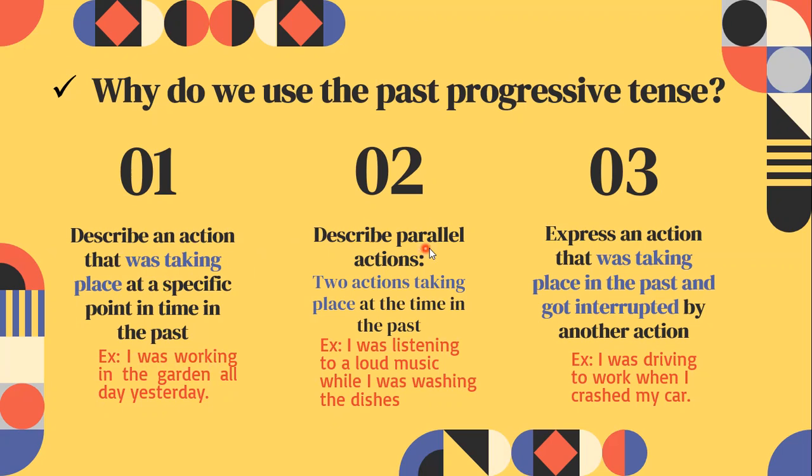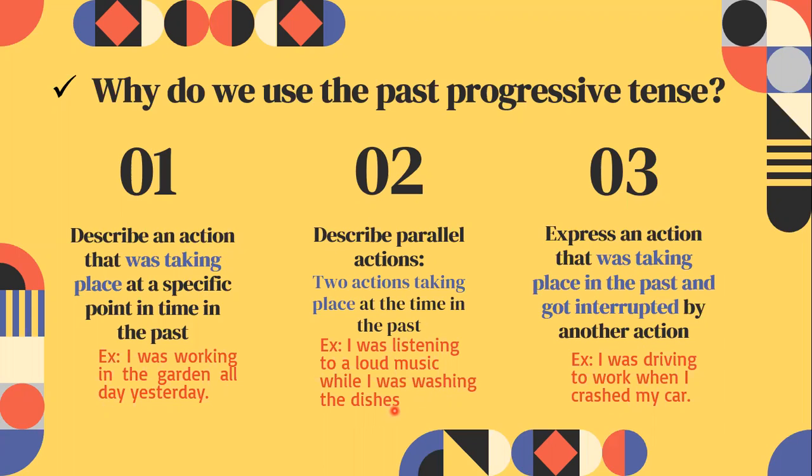Second, to describe parallel actions, which means two actions, not only one action, two actions taking place at the same time in the past. So the second usage is similar to the first. However, here we're talking about one action. Here we're talking about two actions. Both of them were taking place at the same time in the past. For example, I was listening to a loud music while I was washing the dishes. Okay?